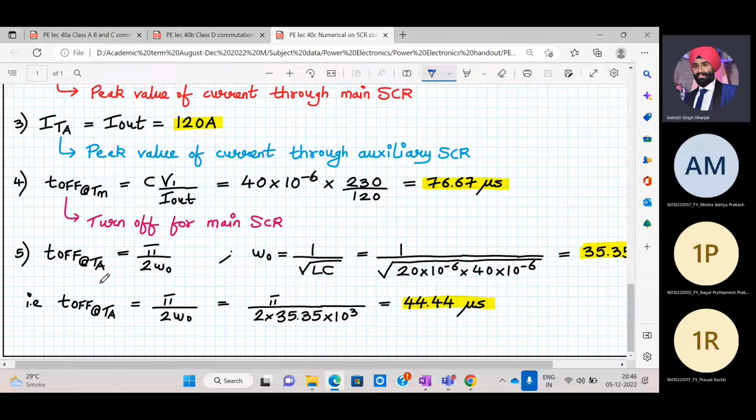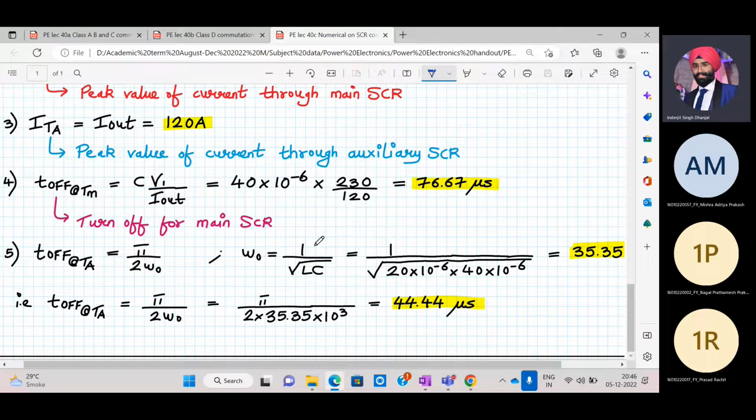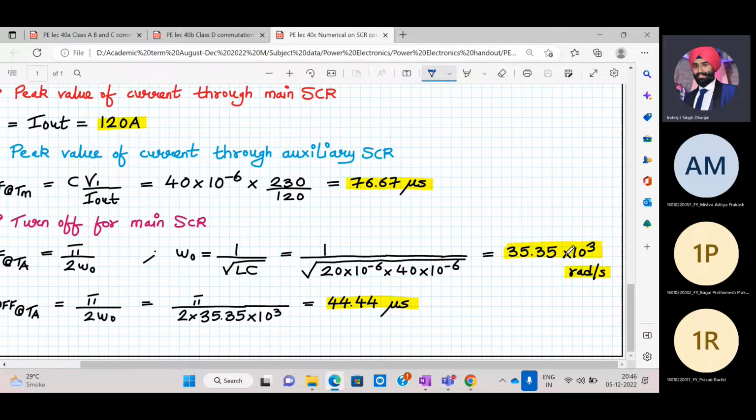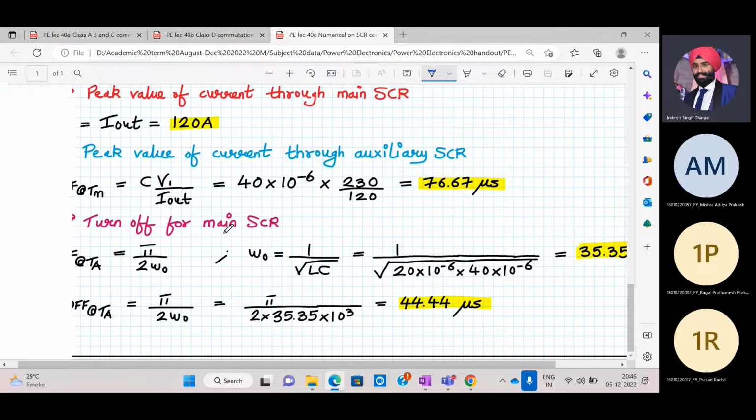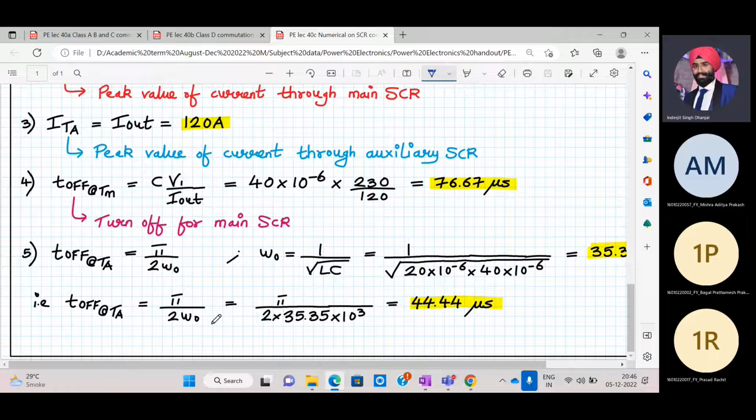Similarly, the off time for the auxiliary SCR will be given by pi upon 2 omega naught, where omega naught you can easily calculate. It's coming out to be 35.35 into 10 to the power 3 radians per second. So T off will be pi upon 2 omega naught, and that is coming out to be 44.44 microseconds. So the auxiliary SCR will turn off after 44 microseconds.